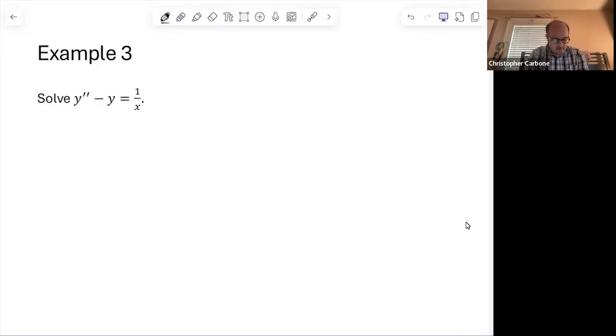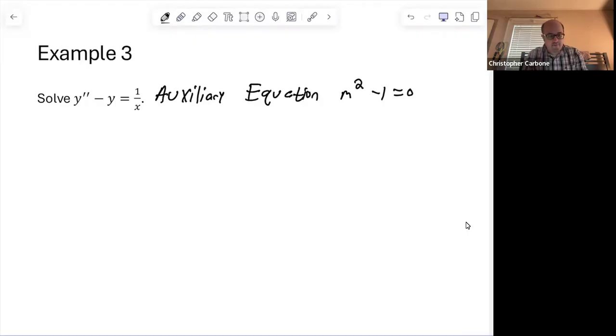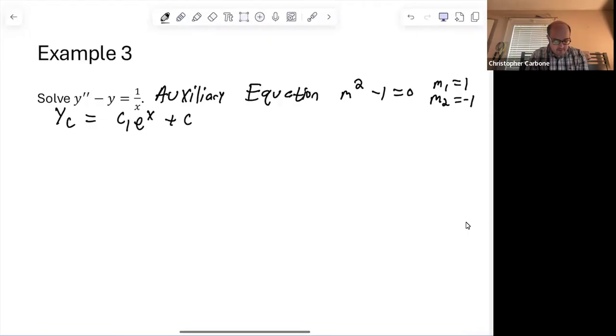We could form the auxiliary equation from this. m squared minus 1 is equal to 0. And that gives us two nice solutions. m sub 1 is positive 1, m sub 2 is negative 1. They're real and distinct. A complementary solution to the associated homogeneous differential equation is c sub 1 times e to the x plus c sub 2 times e to the negative x.